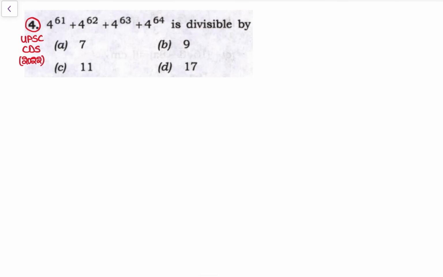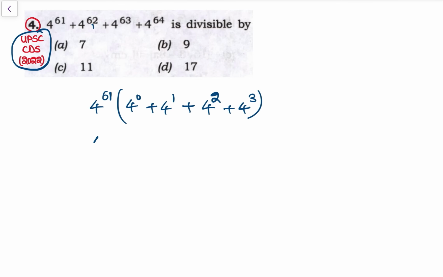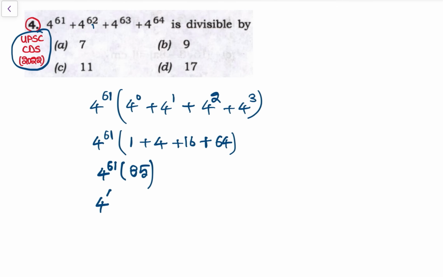See here, again asked in UPSC CDS 2022. So 4 to the power 61 common ले लेते हैं इसमें से. So 4 to the power 0 plus 4 to the power 61 plus 4 to the power 2 plus 4 to the power 3. So 4 to the power 61 into (1 plus 4 plus 16 plus 64). So this is 4 to the power 61, so 64, this is 85. So this will be divisible by 85.